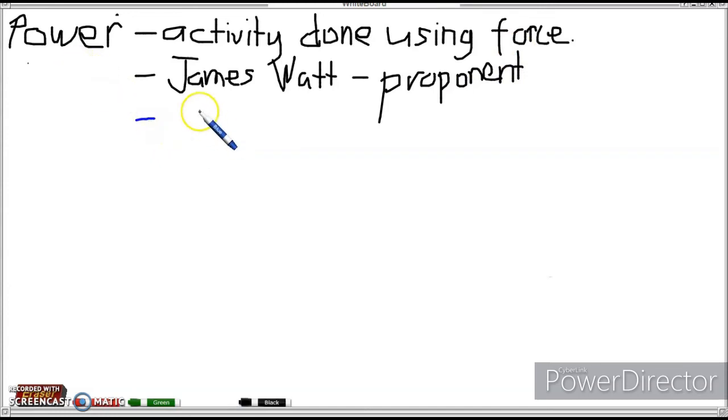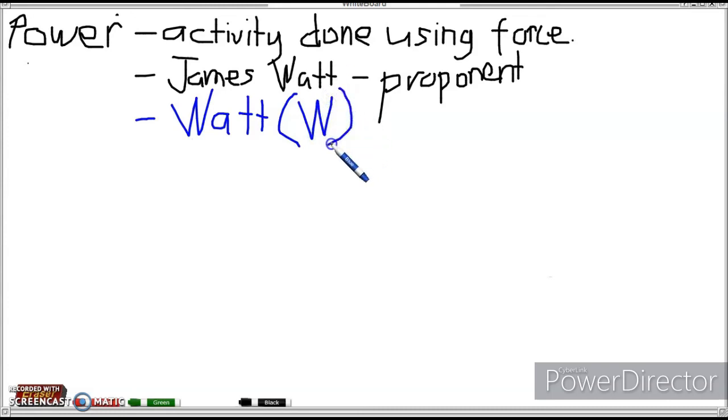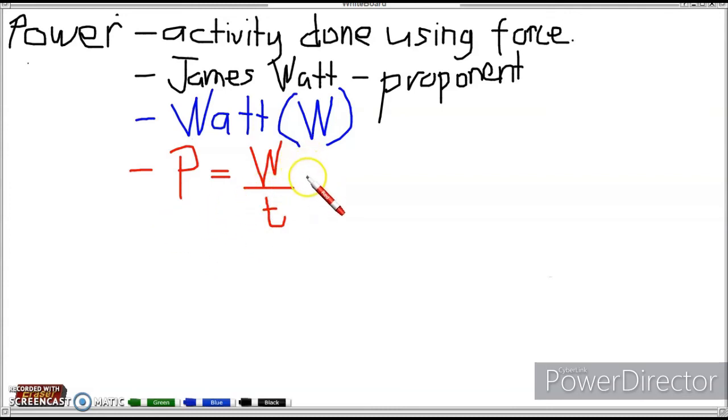And the unit for power. So syempre galing sa kay James Watt, so watt, or it can be big letter W. And then the formula to solve power is P, so capital, is equal to work over time. Yan. So this is our formula.